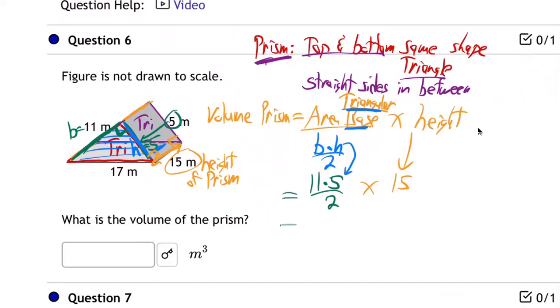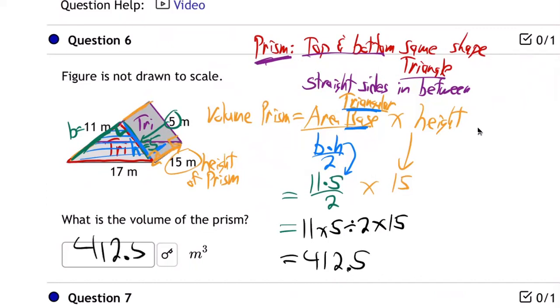It's kind of confusing. And so if you do that in your calculator, hit all the buttons. Let me see. I'm going to do it too. Literally, you just go 11 times 5 divided by 2 times 15, and I'm getting what? 412.5. There it is, 412.5. And that's cubic meters because we're talking about how many cubes could fill up that three-dimensional volume, meter by meter by meter, cubed. So that's a tricky one. The prism is laying on its side, so we have to do all that. There we go.